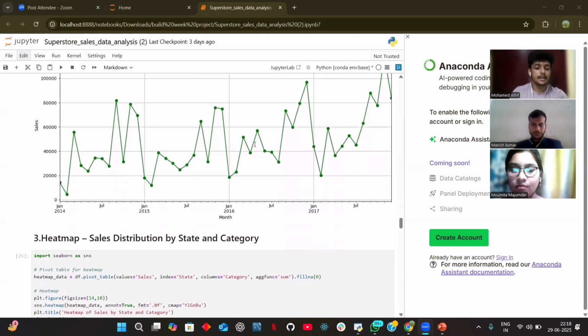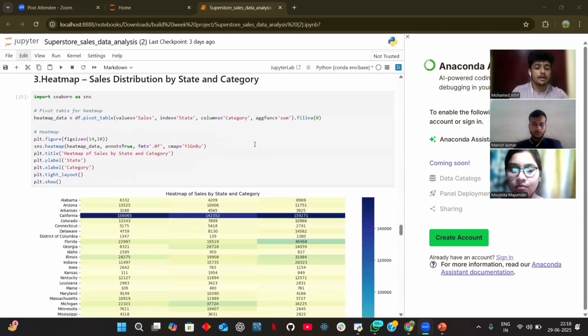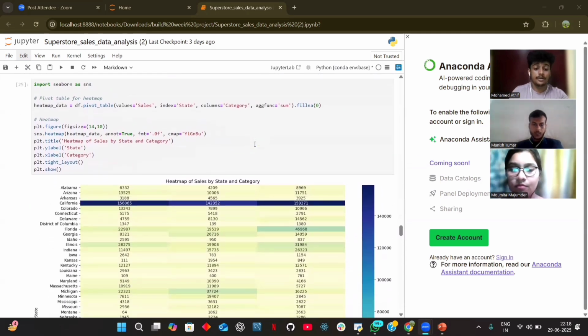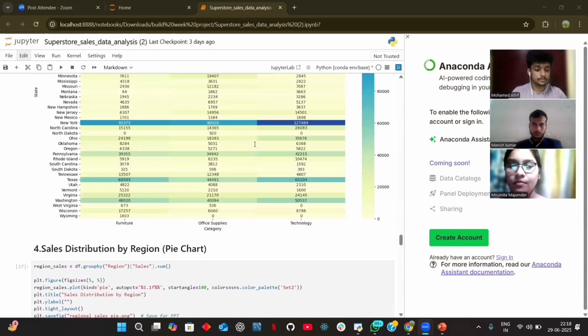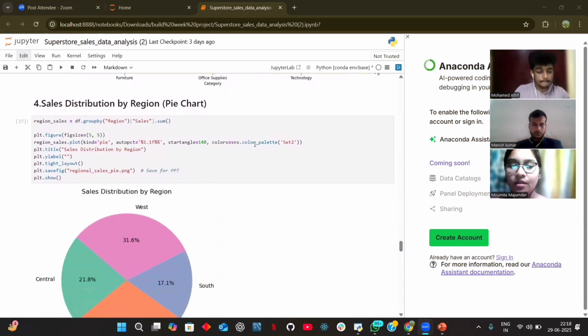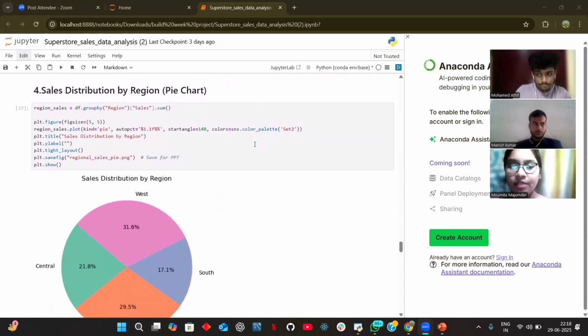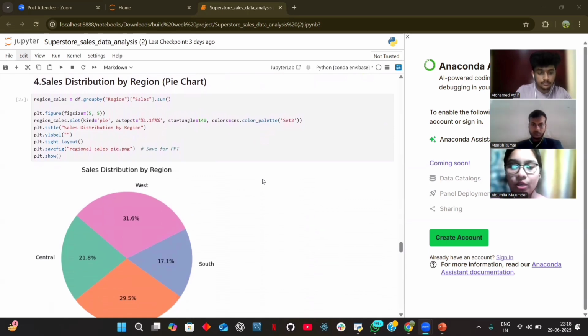Sales by state and category heat map. States like California, Texas, and New York dominate in sales, especially in technology. And over to you, Momita. Thank you, Adil. Now, sales by region pie chart. The West region leads overall, while the South lags, suggesting growth potential.